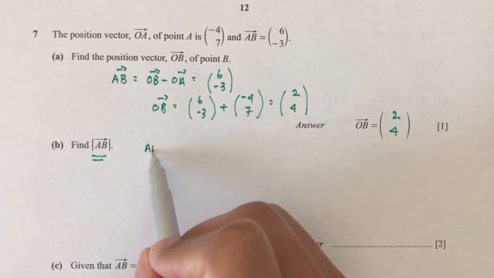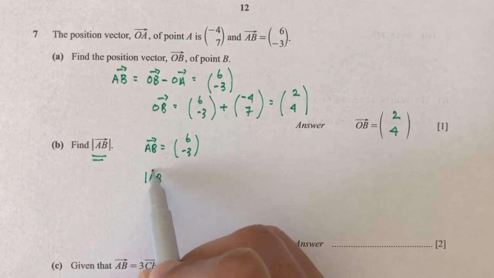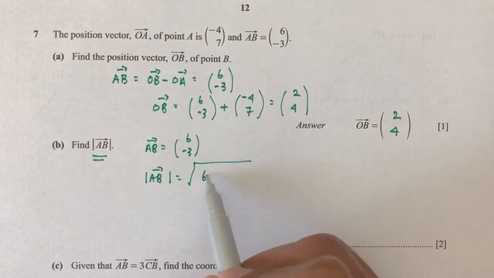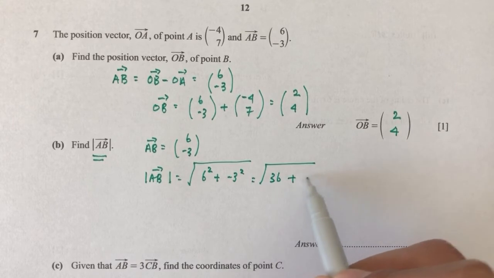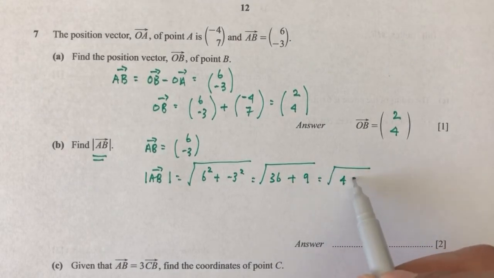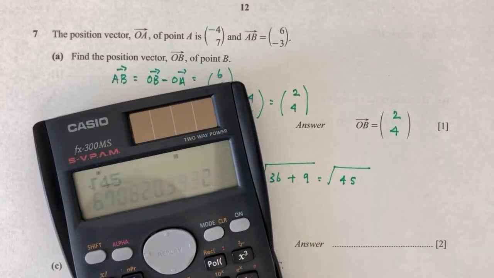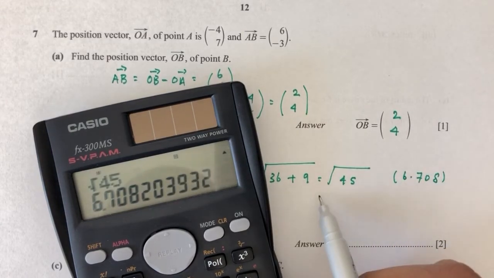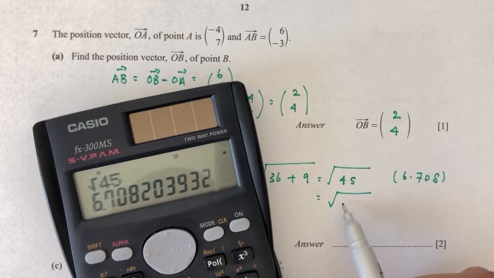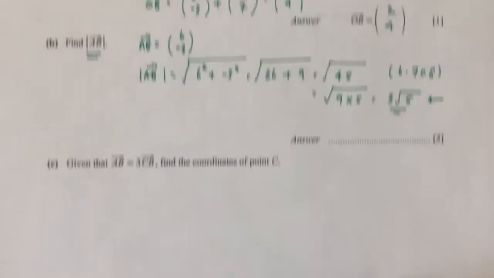So AB is (6, -3). So the modulus, which is the magnitude, is the square root of 6 squared plus (-3) squared, which will be 36 plus 9, and that will be the square root of 45. So you can leave your answer like that. Okay, you can simplify. It can be 6.708, or you can do that as well. What is 45? 45 is 9 times 5. That will be 3 root 5. So you can simplify this as well.